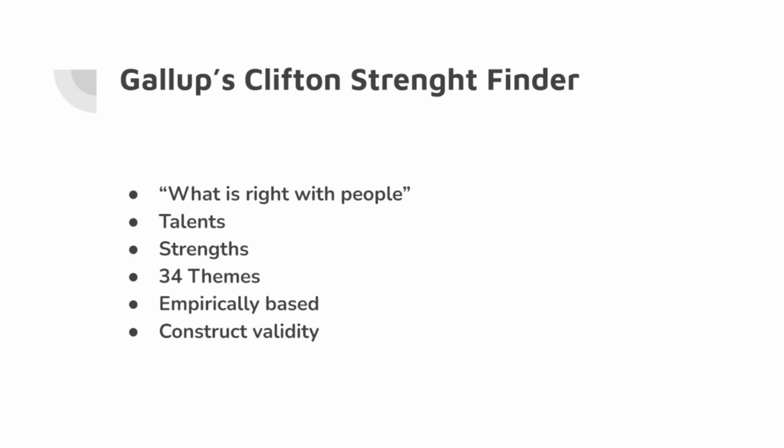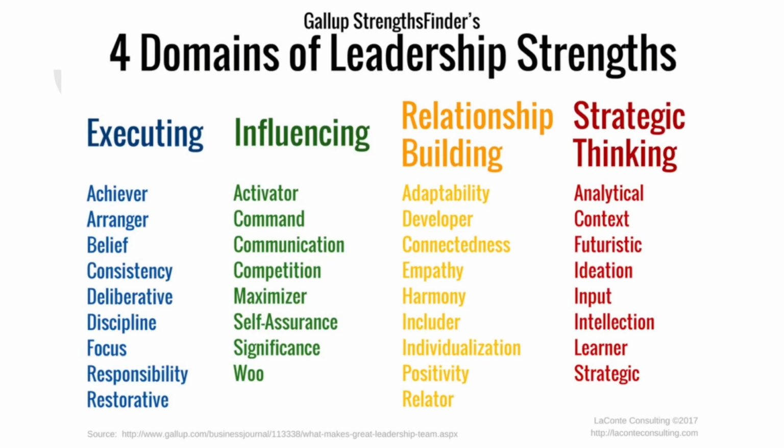When you take this test, it measures 34 themes of how you interact with life and how you construct your reality. These themes are empirically based, meaning they come off the shoulders of a lot of evidence and quality research. They also have construct validity, and construct validity just makes sure that we're measuring what we actually want to be measuring. So this test does have construct validity.